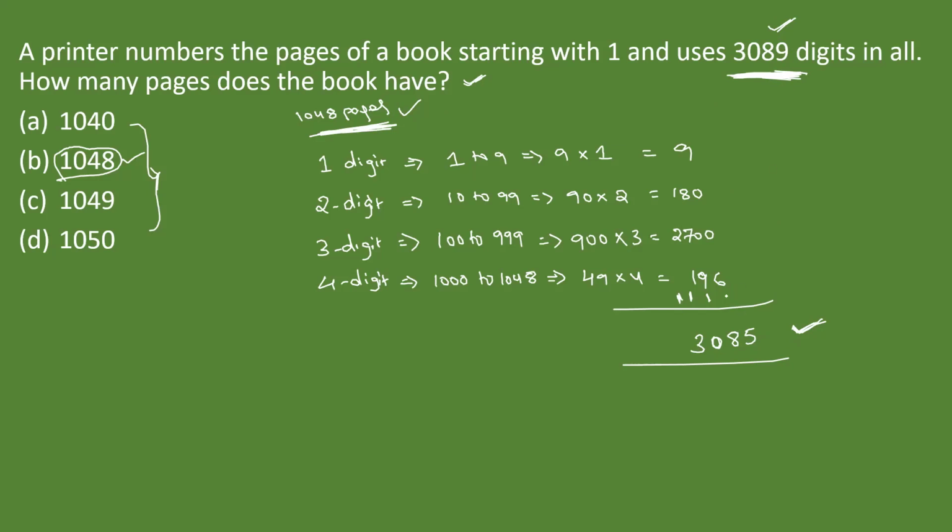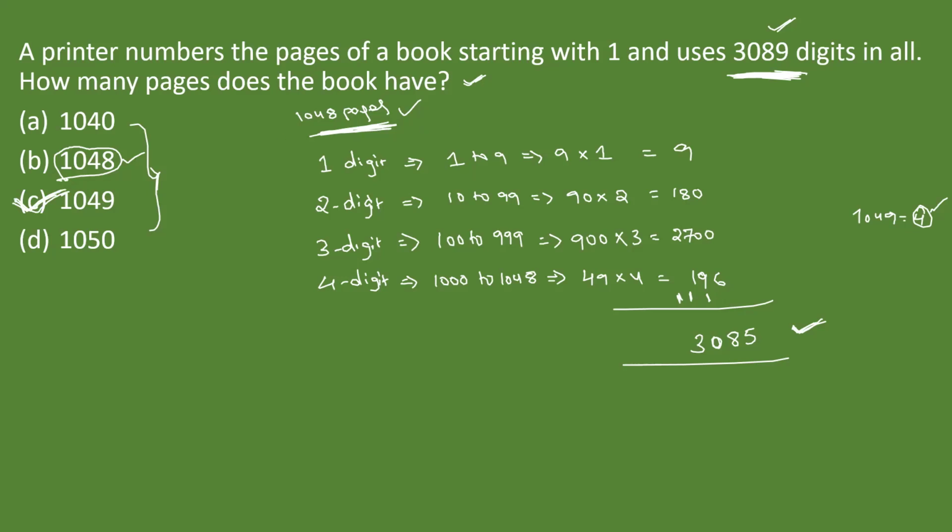4 digits. Anyway, after 1048, what will we get? 1049. This contains how many digits? 4 digits. That means if I add 4 to this, then we will get the correct answer, right? So because of that reason, what will be our answer here? 1049 is our answer.